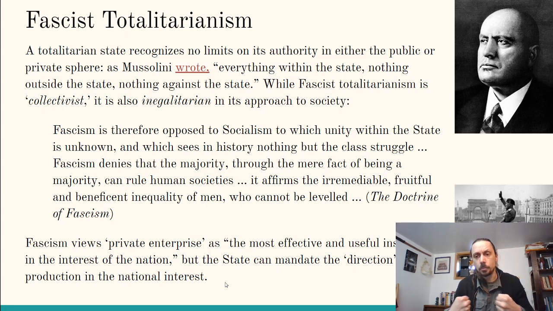So fascism and socialism were really directly opposed in the 1920s. Mussolini says private enterprise, capitalism, is the most effective and useful instrument in the interest of the nation. The state can, of course, mandate the direction of production, but fascism liked the market economy. At least it says it liked it, because the idea of competition and struggle in the market resonated with the fascist view that people were unequal and the strong get to rule over the weak. So market competition was just a reflection of human competition, which is part of this inequality of people.